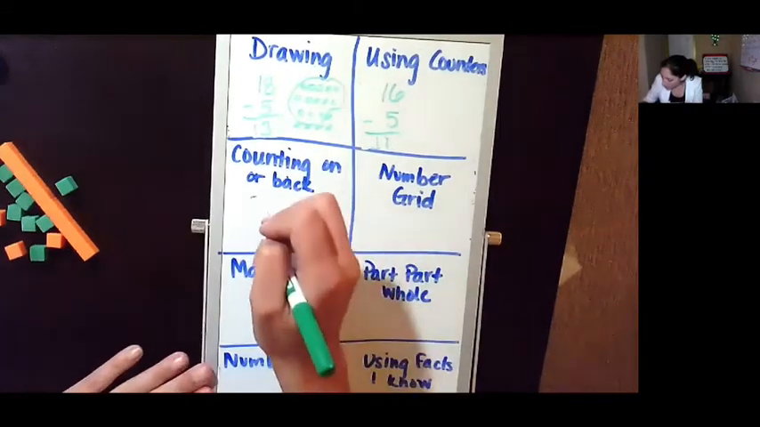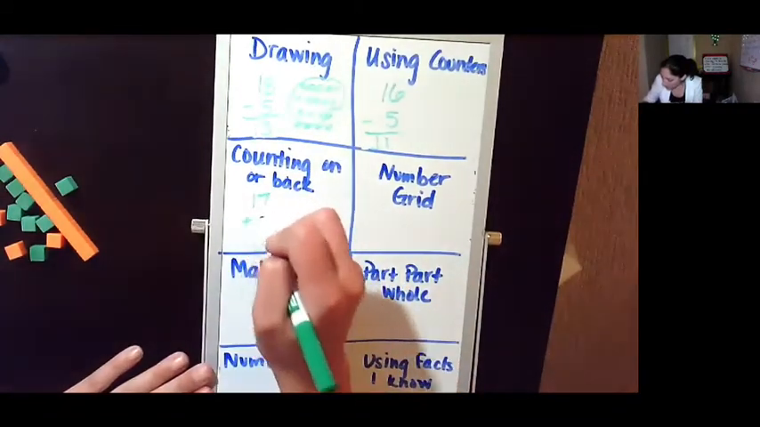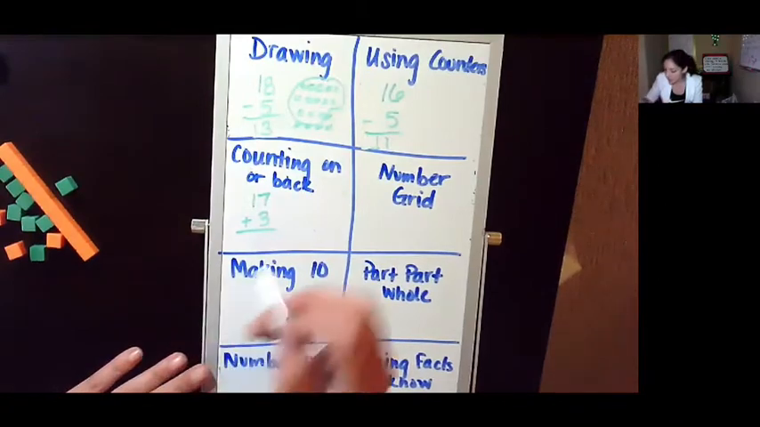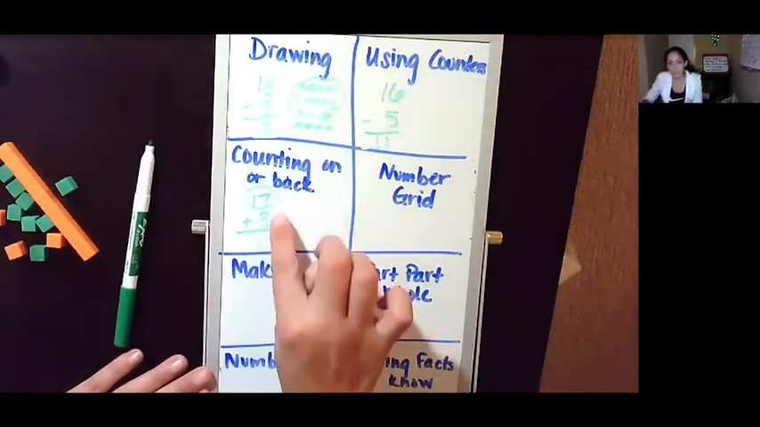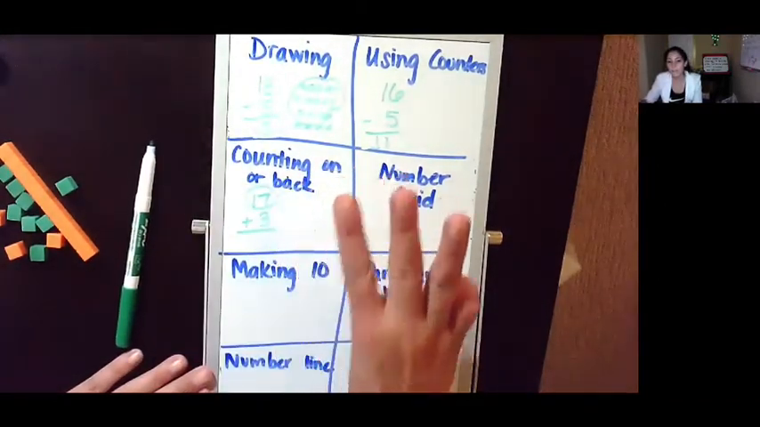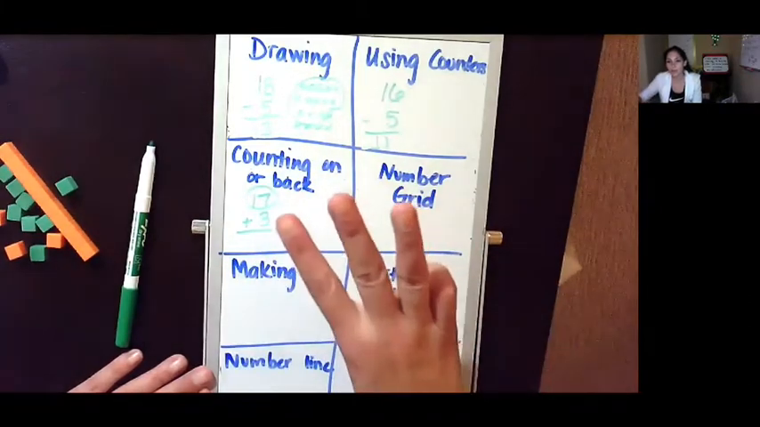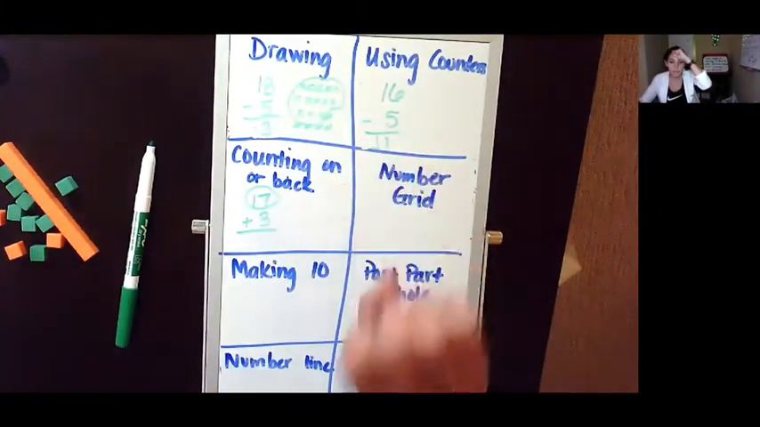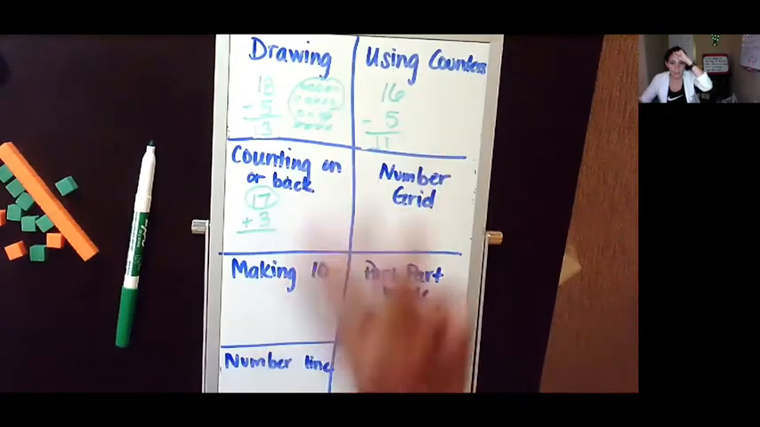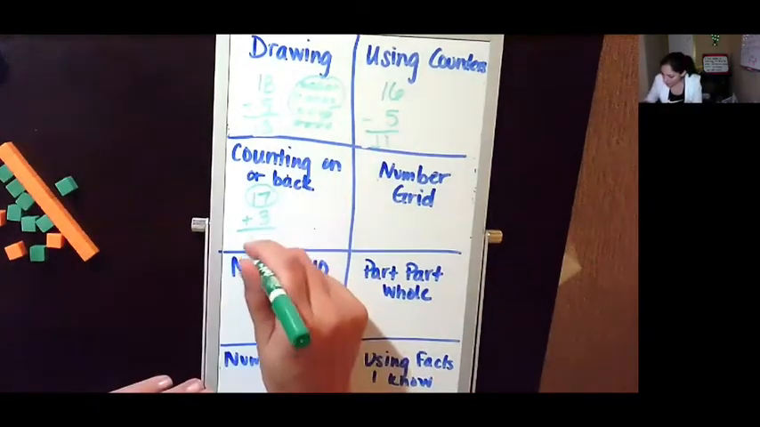So let's do 17 plus 3. I'm going to put 17 in my head, and I'm going to count on 3 more numbers, which means I'm going to count higher 3 times. So 17, 18, 19, 20. I counted up 3. That took me to 20.